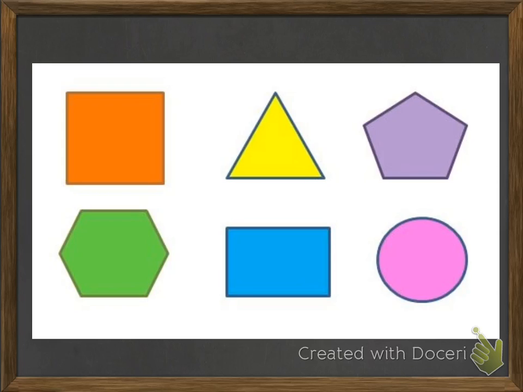Now let's pause and you try some of these on your own. Get a piece of paper, draw these shapes, and find out how many lines of symmetry each of these have. So pause it, and good luck.